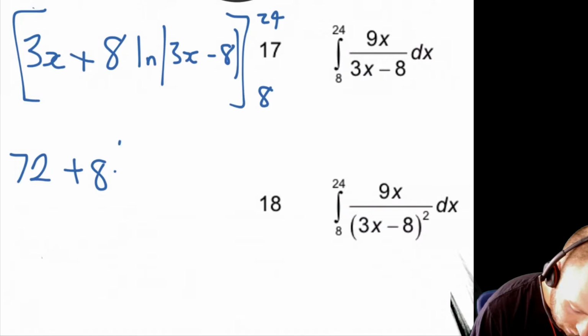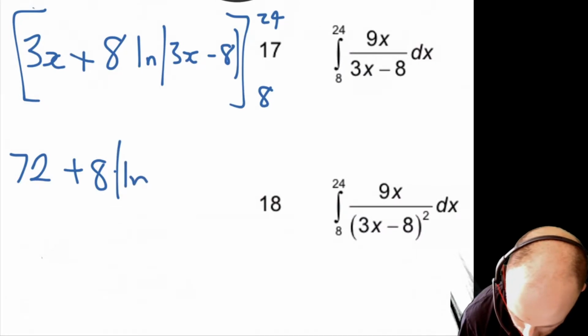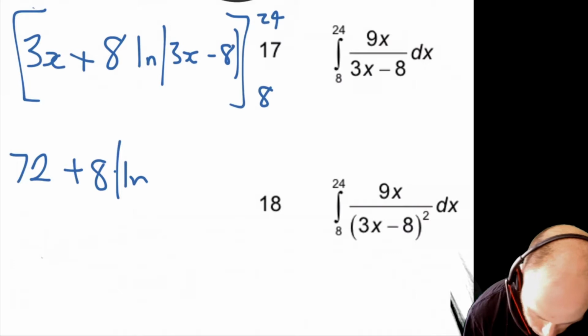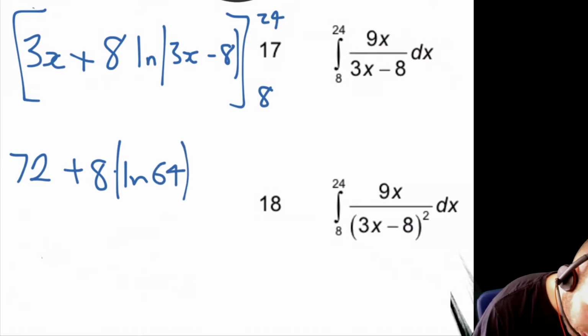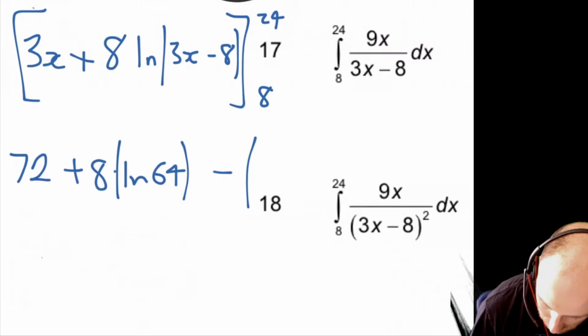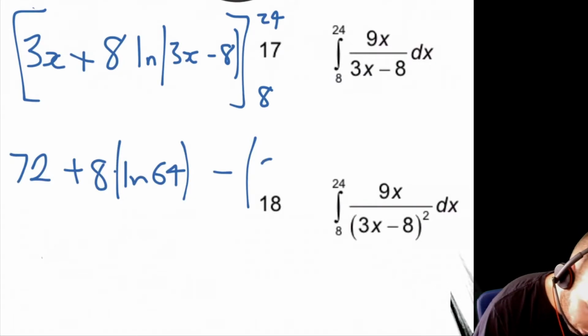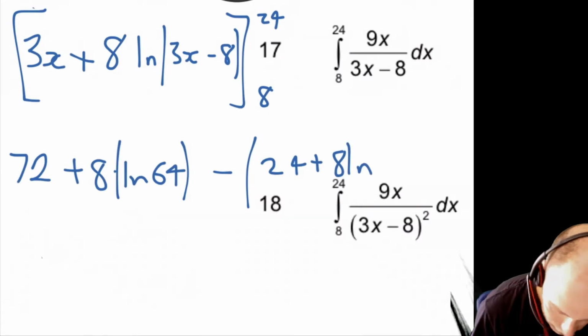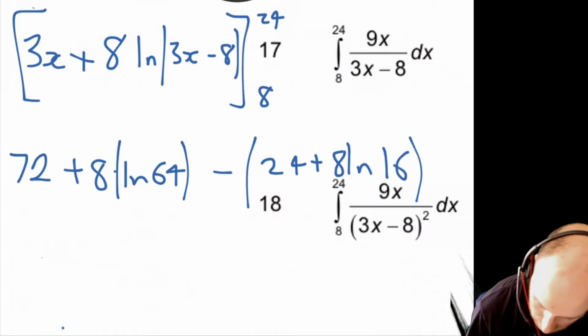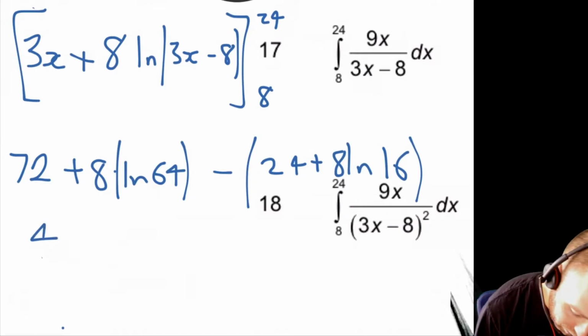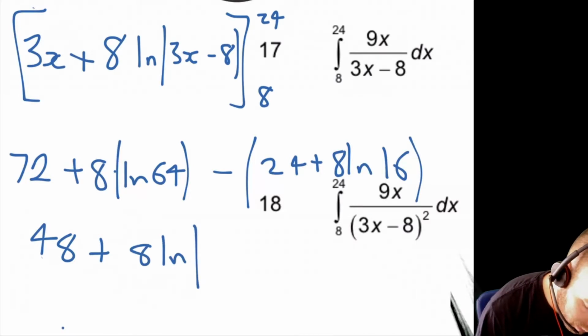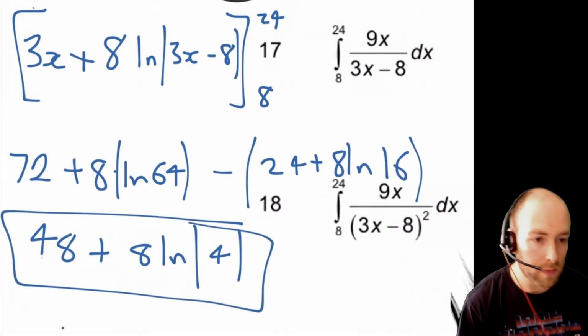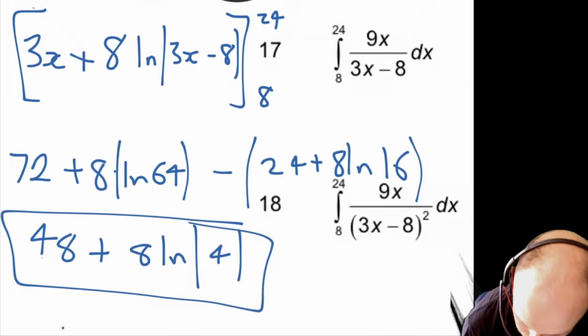Plus 8 lots of ln 64, take away 24 plus 8 ln 16. So 72 take 24 gives us 48, plus 8 ln 16 divided by 64 divided by 16 is 4. So we get that as our final answer. Cool.